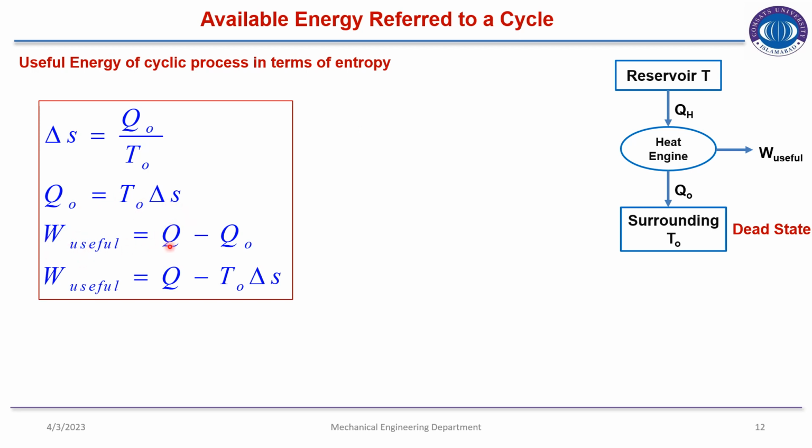Useful work is equal to Q minus Q naught. So W useful is Q minus T naught delta S. Here W useful is also the value of exergy. So that is the third relation that we have found out to calculate the value of available energy, that is in terms of entropy.